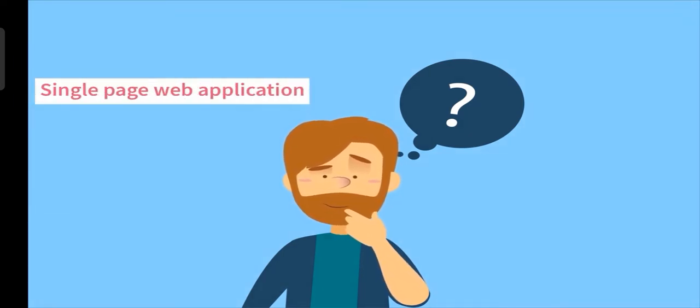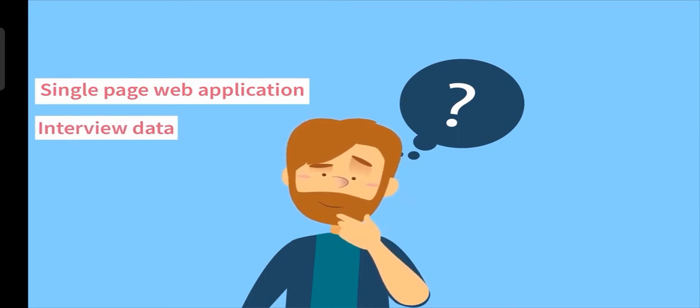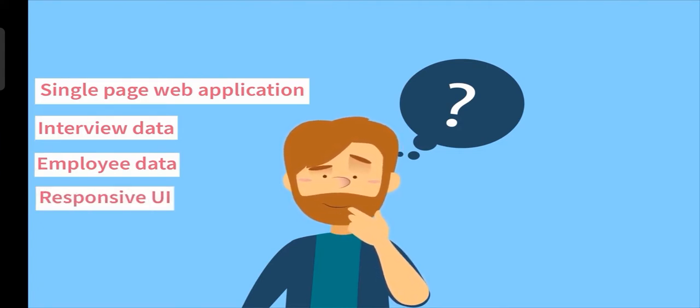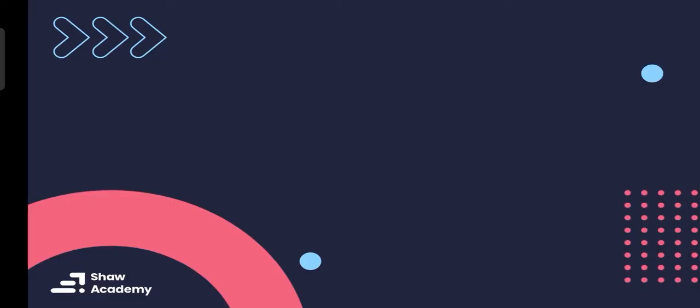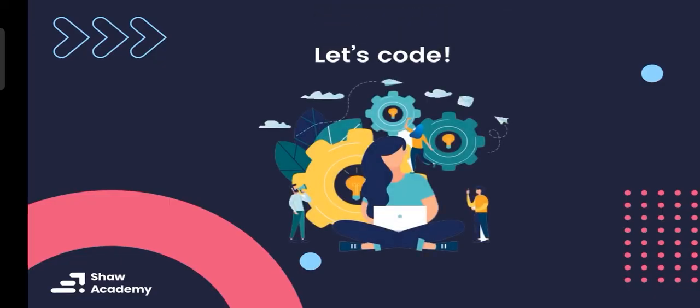Well, the first thing we know is that this needs to be a single page web application. Apart from this, the system also needs to accept interview data, which means user input is required. Apart from interview data, we also need to be able to add employee data. And then lastly, we must ensure that the user interface has been designed in a responsive manner so that users are able to access the system not just from their mobile devices, but from any type of machine. And this includes workstations as well as laptops. Gosh, I know that must have been a lot to take in just to better understand how it is that we're going to be developing this HR system. So without wasting any more time, let's dive right in and let's start coding.